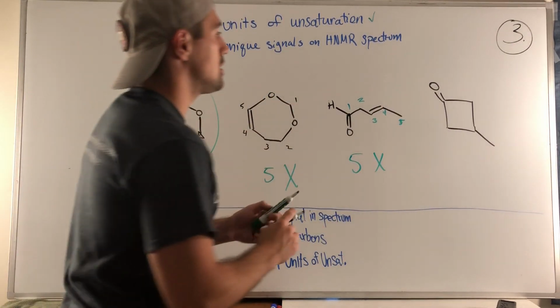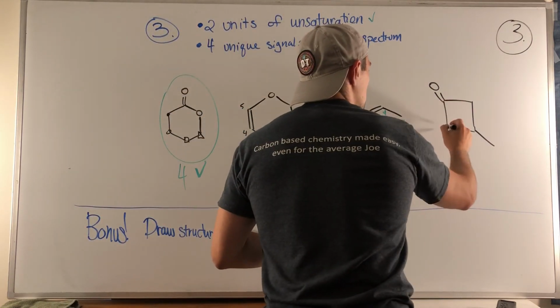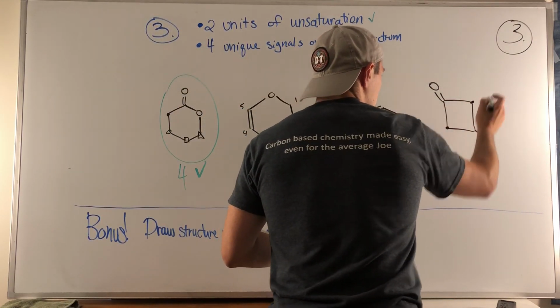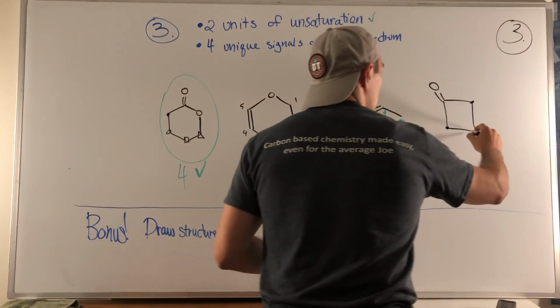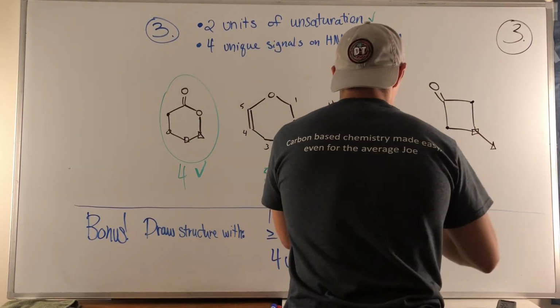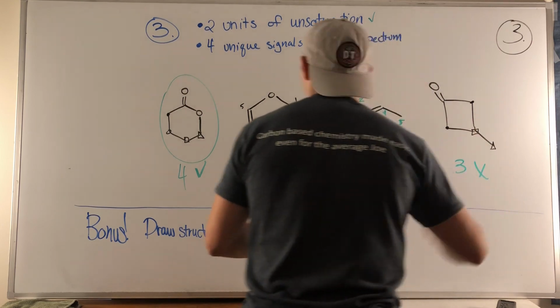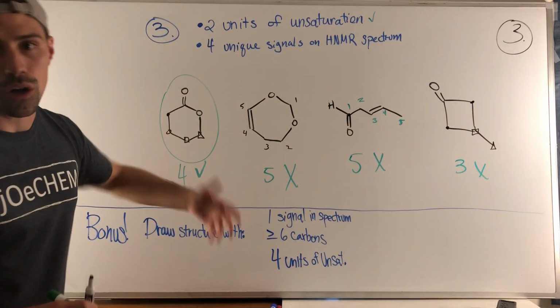And then last but not least, I hope you can see no hydrogens here. We have unique, symmetrical positions right there. That's 1 signal. Then we have a second, and then we have a third. So that's 3. Doesn't make the cut. So it was our first structure all along.